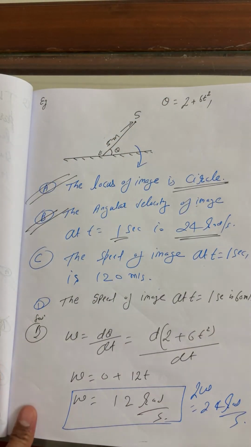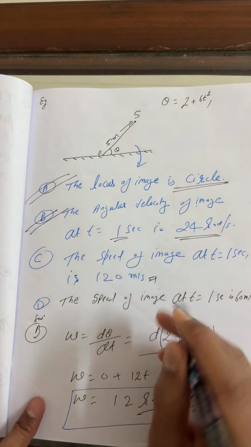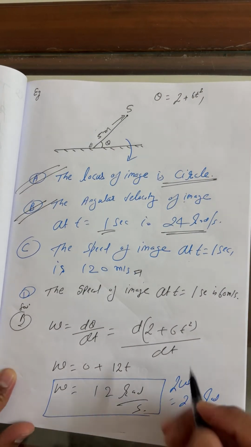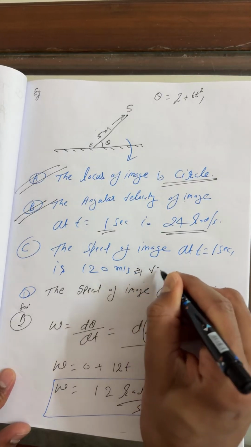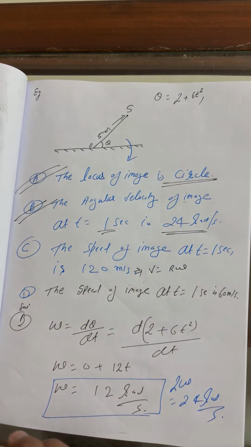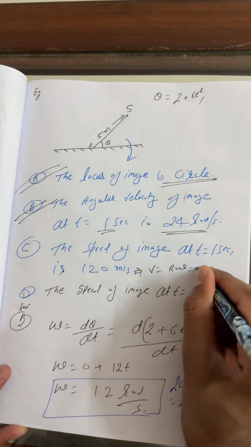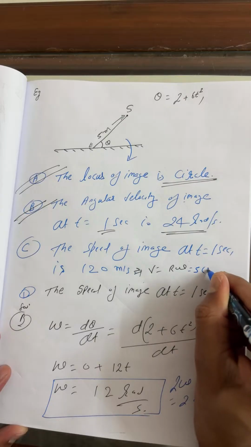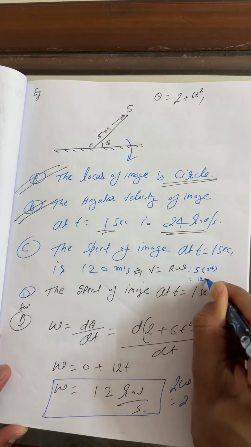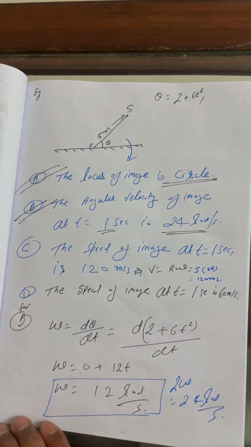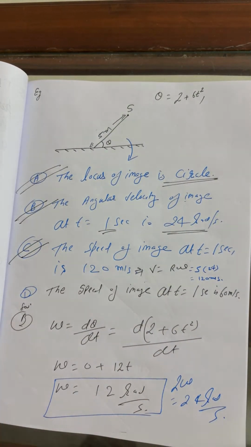It is 5 meter here. I'm solving options here only because space is not enough. Simple: v equals r omega. R is 5 here, and omega I just found is 24. So this is 120 meter per second. So option C is correct.